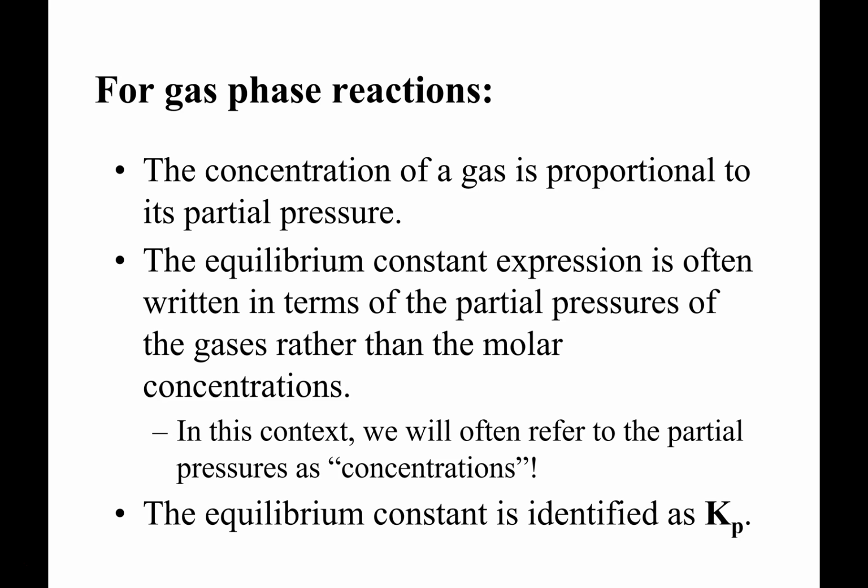So I'm going to go partial pressure of C raised to its stoichiometric coefficient times the partial pressure of D raised to its stoichiometric coefficient, divided by the partial pressure of A raised to its stoichiometric coefficient. Also in the denominator is the partial pressure of B raised to its stoichiometric coefficient. That's it. Kc and Kp will have different values, but here at the end, I'm going to relate the two.